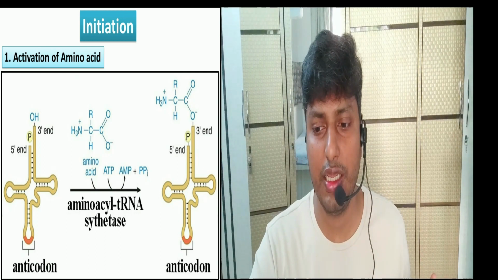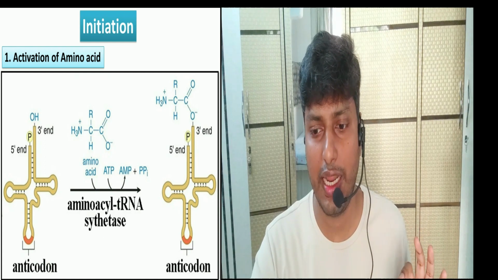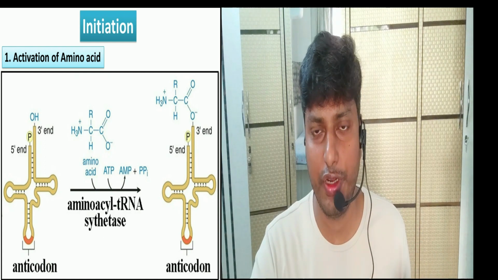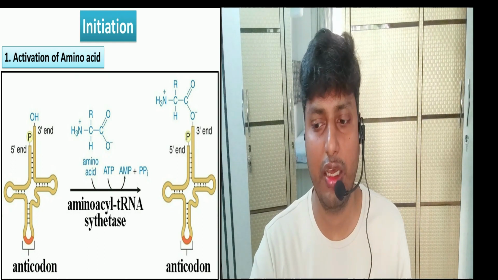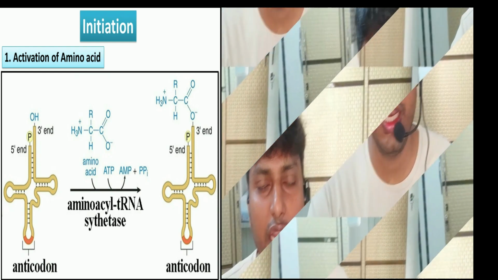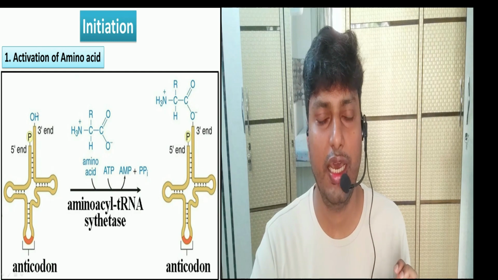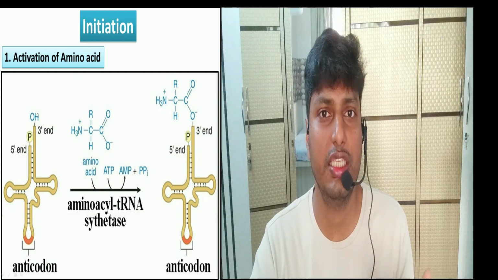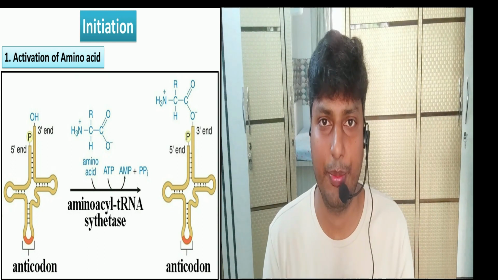So let's try and understand. Here the amino acid is getting bound at this particular site, that is the 3' end of tRNA, with the help of ATP, right? So ATP is getting converted to AMP, and 2 phosphates are getting released. Once the amino acid has been attached to the tRNA, such a tRNA is called the charged tRNA.